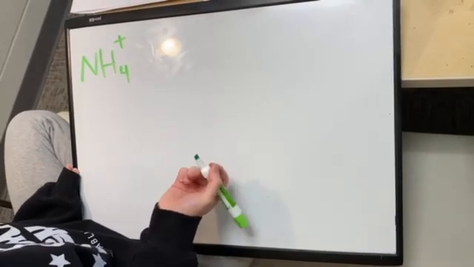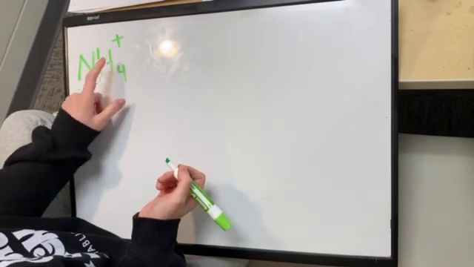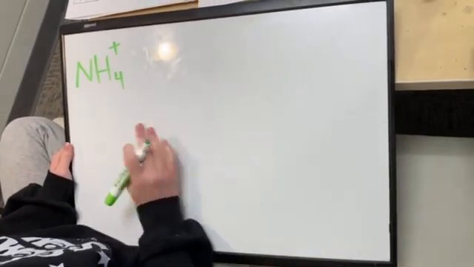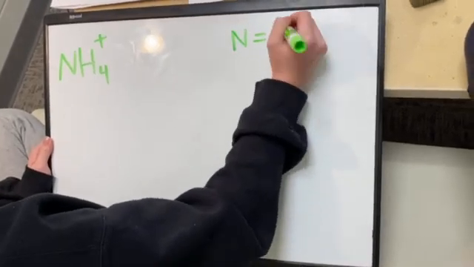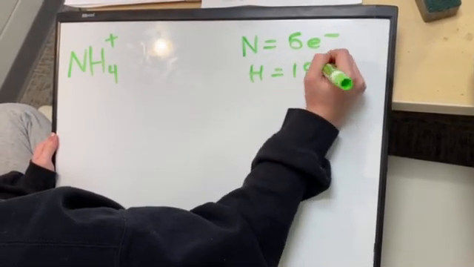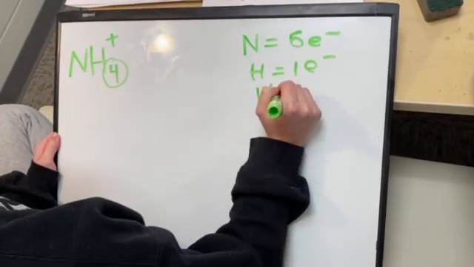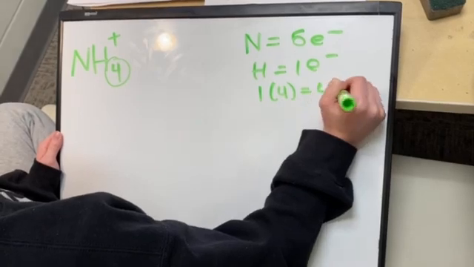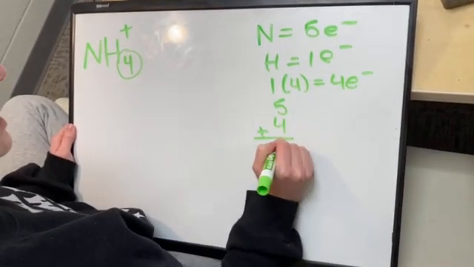Okay, so first we're going to draw a Lewis structure for our molecule NH4+. Before we even draw the Lewis structure, we have to count up our electrons. Nitrogen has 5 valence electrons and hydrogen has 1 valence electron. But we have 4 of the hydrogen, so we do 1 times 4, which is 4 valence electrons. So 5 plus 4 is 9.